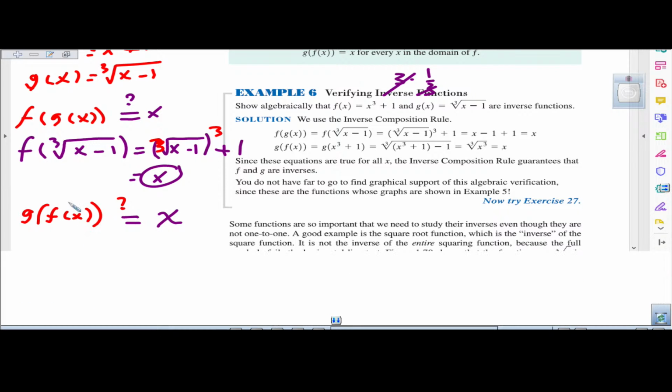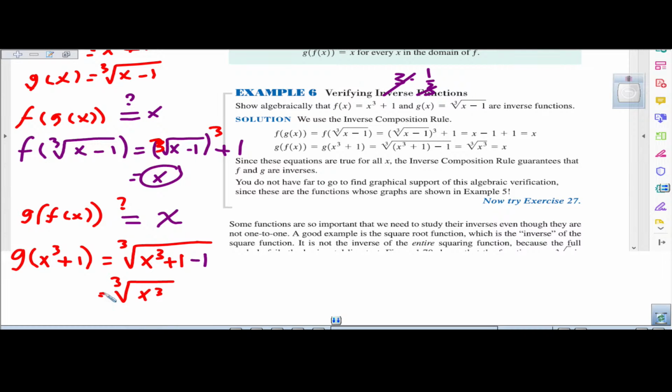I'm going to take the f of x, which was x cubed plus 1, and put that into the g function. So basically I'm going to have the g function, which is the cubic root of x cubed plus 1, and then there's a negative 1 from the g function itself. Well, guess what? The ones are going to cancel, leaving you with the cubic root of x cubed. Well, guess what? That's going to equal x.